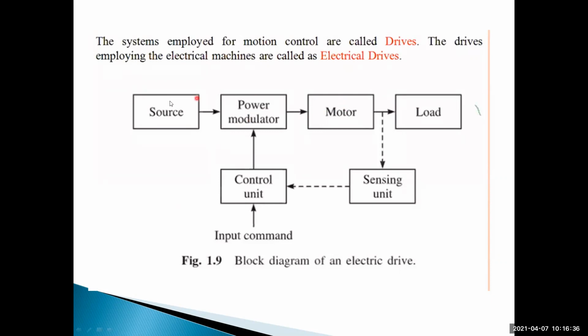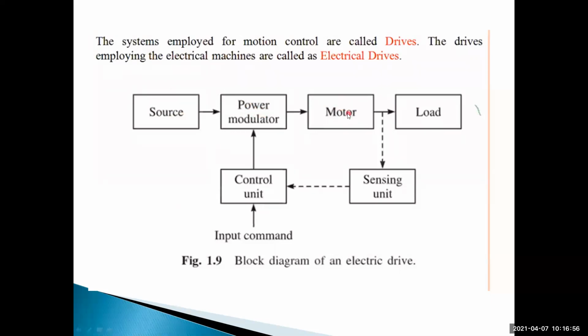And also, for example, the source is AC and the motor is also AC. That is called an induction machine. If it is an induction machine, its source is also AC, and in that case the power modulator will be acting as an AC voltage controller.